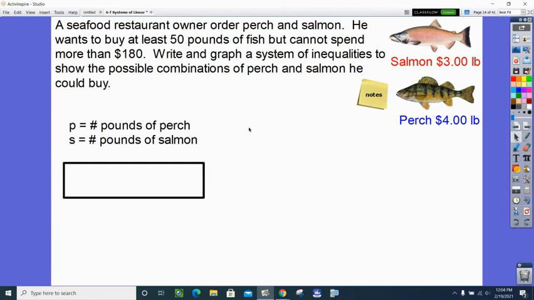Okay, so there's going to be 2 inequalities. One is going to be sort of a total fish inequality, and one is going to be a total money inequality. To get the money, I hope you noticed over here that we've got some prices.